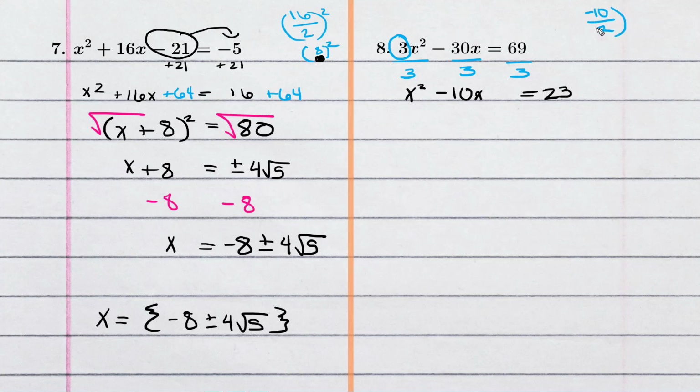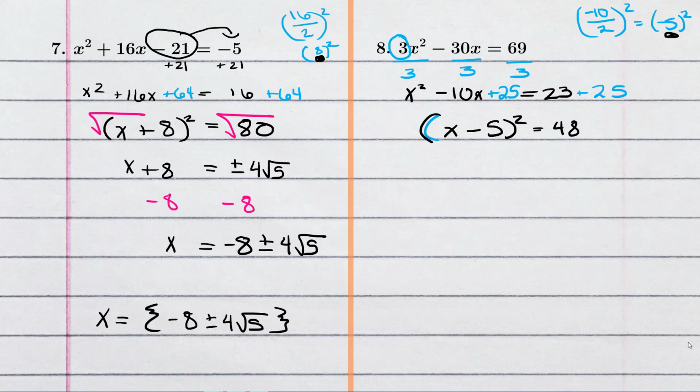So I'm going to take negative 10 divided by 2, and I'm going to square it. So that gives me negative 5 squared, which is 25. So I'm going to add 25 to both sides. And so when I do that, I'm going to go ahead and factor this trinomial on the left-hand side. And I have x, and then this number here, so minus 5 squared is equal to 48.